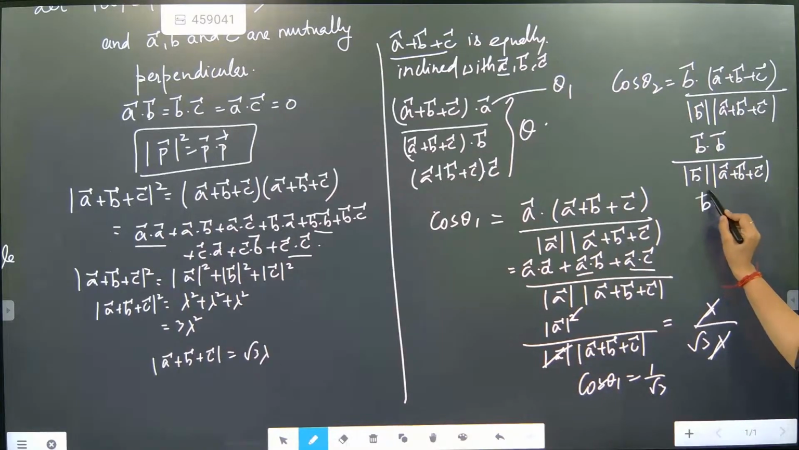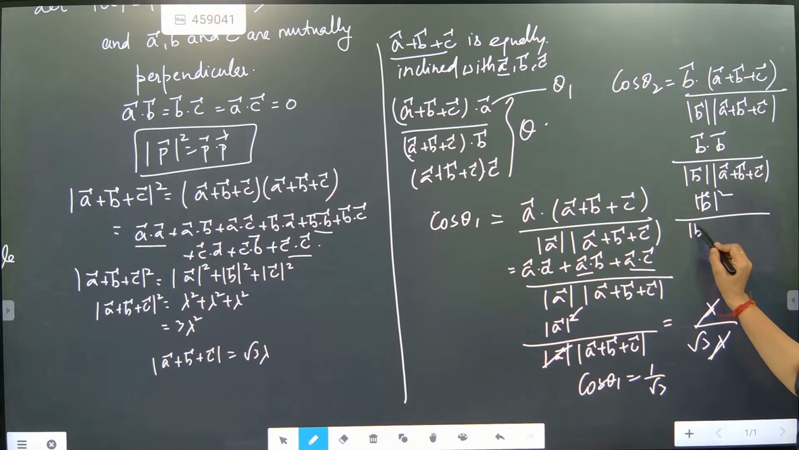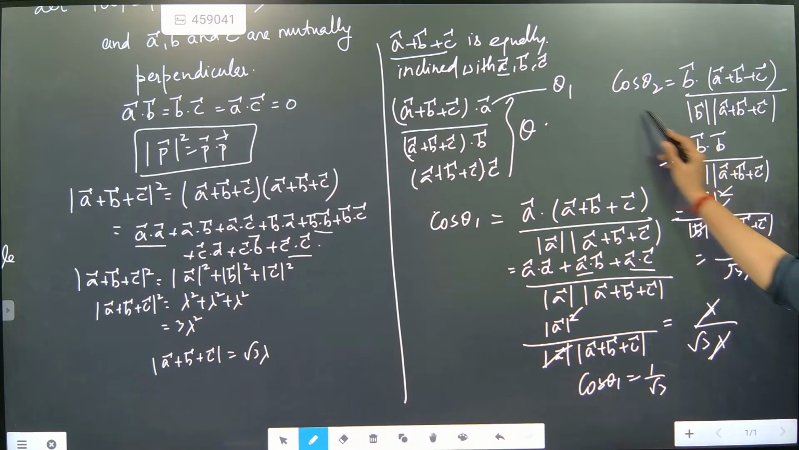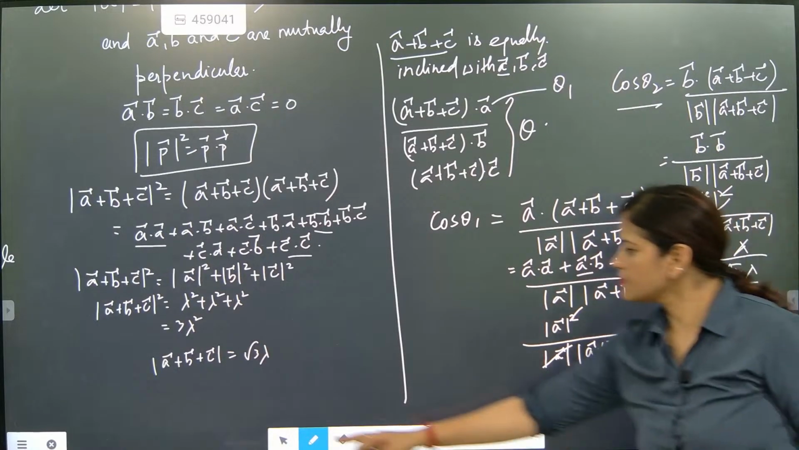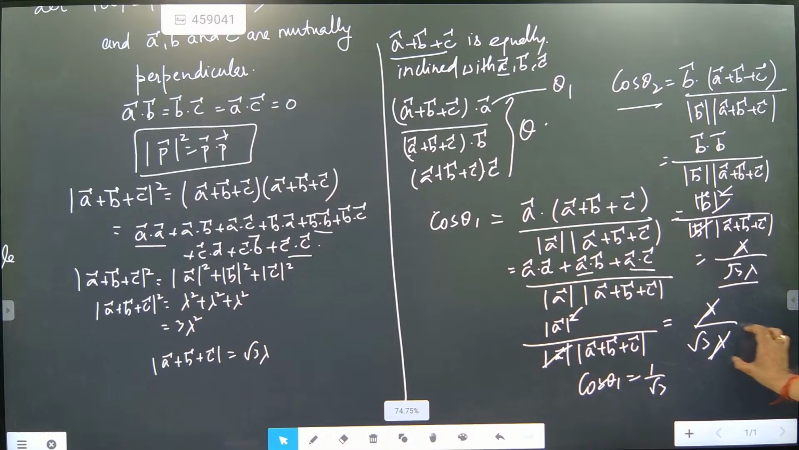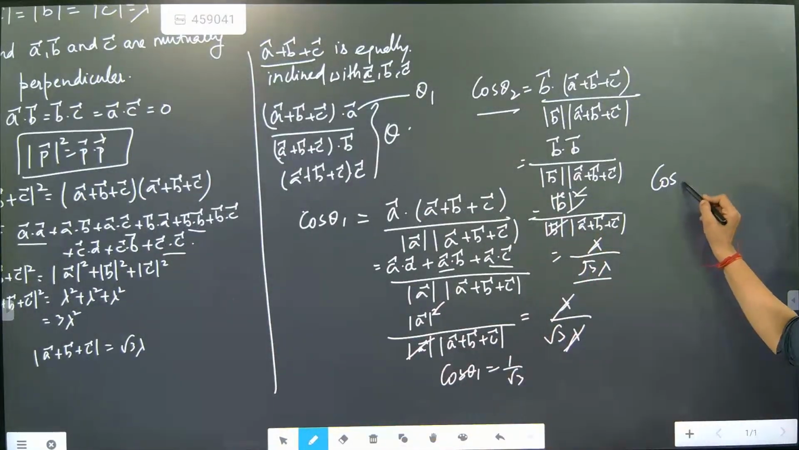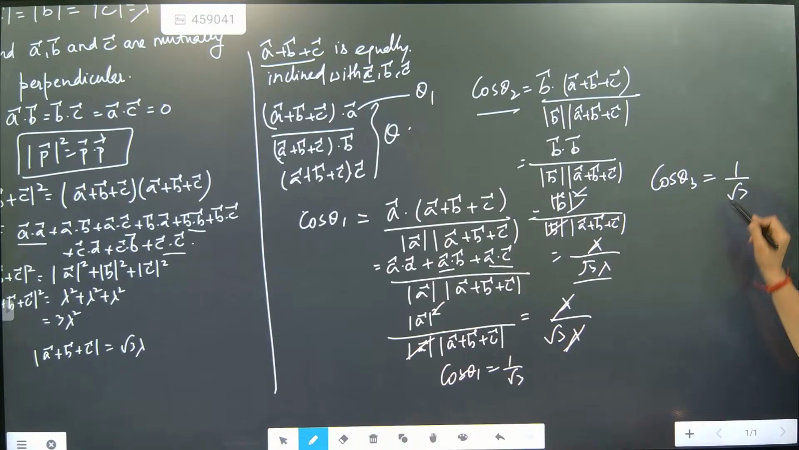So this will become magnitude of B vector whole square by magnitude of B vector, then magnitude of (A vector plus B vector plus C vector). This square and this square will get cancelled. This is for cos theta 2 that I am finding. So this part is lambda and this part is root 3 lambda, cancel. So cos theta 2 value is also coming as 1 by root 3. Now equal inclination is coming or not? It is coming directly. If you also find cos theta 3, it is also coming as 1 by root 3.